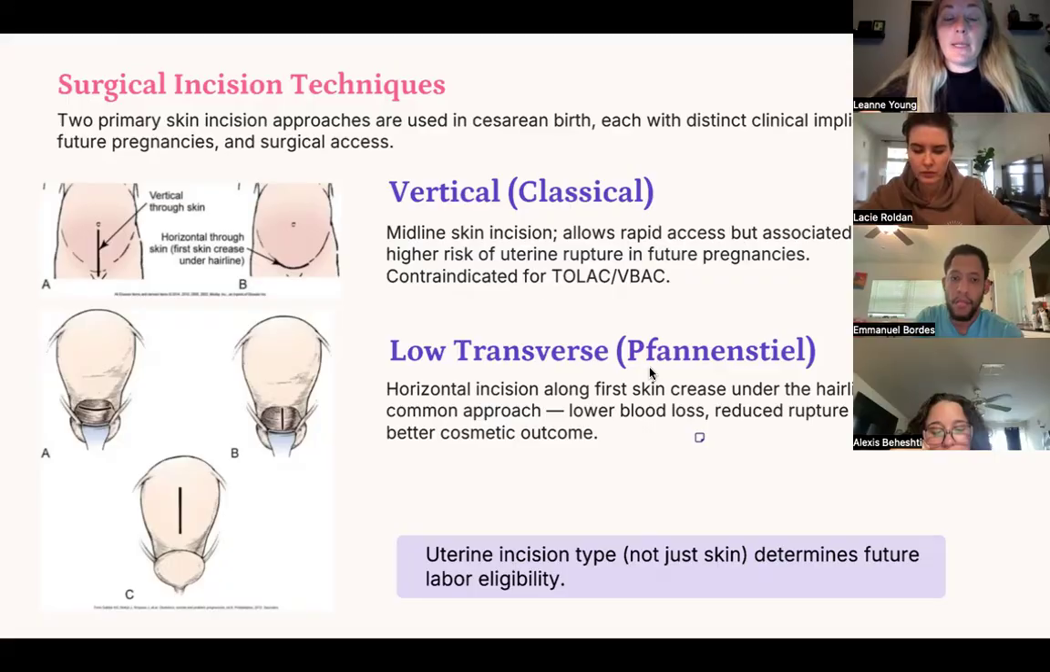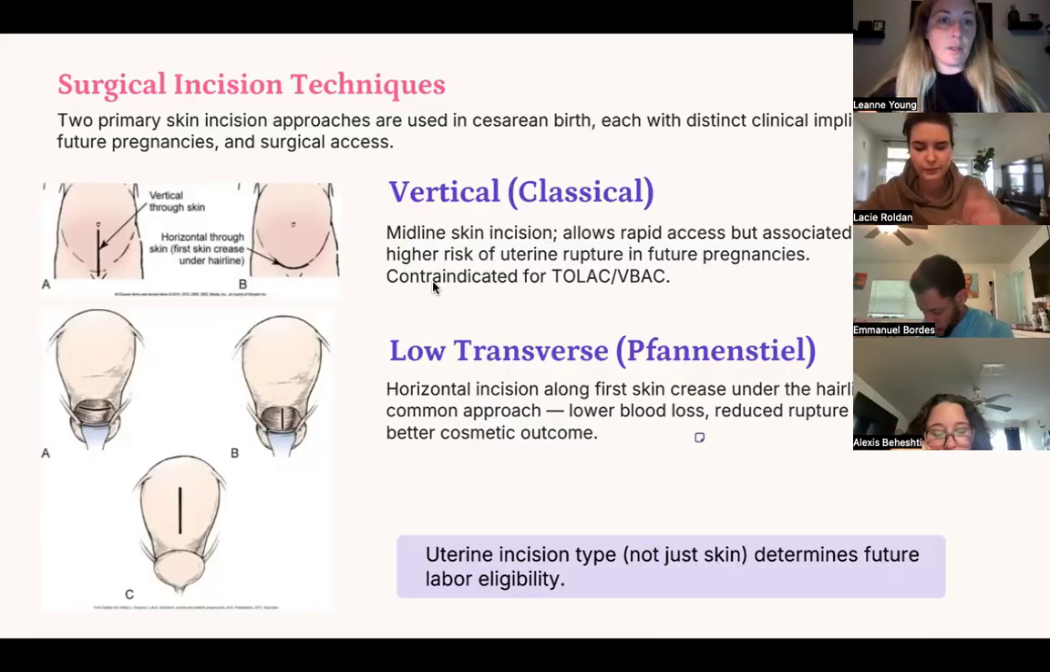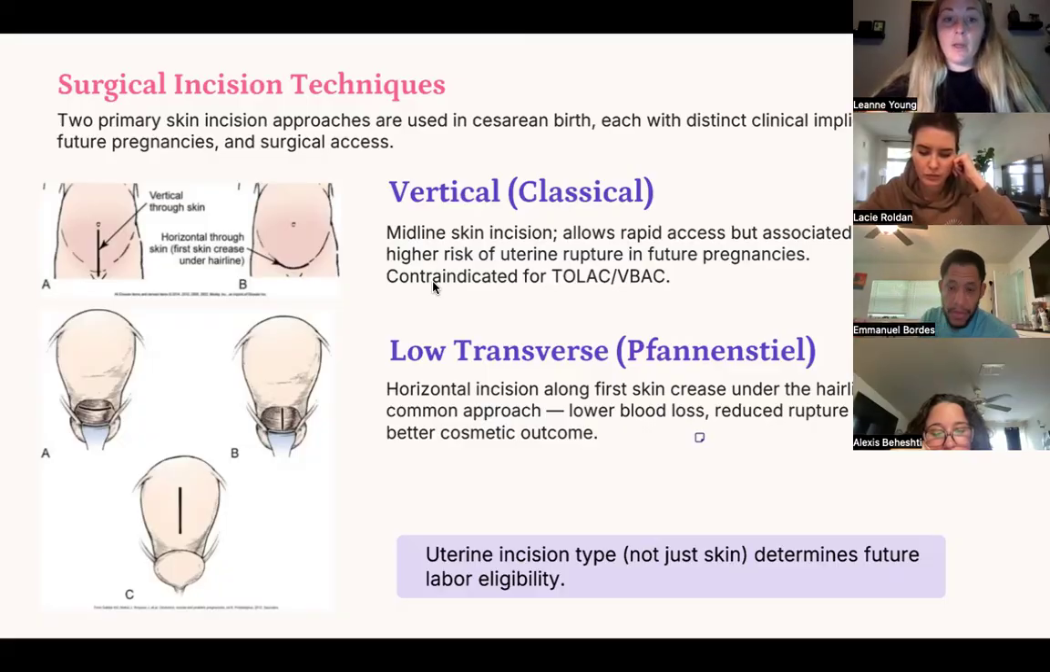But it has a high risk associated with uterine rupture in future pregnancies because of how that scar heals. And it's also contraindicated for a VBAC. So if a patient has had a classical incision, they are not a candidate to deliver vaginally following the C-section. All right. And we need to know that.